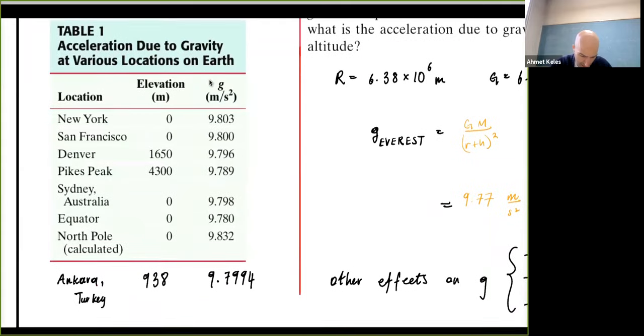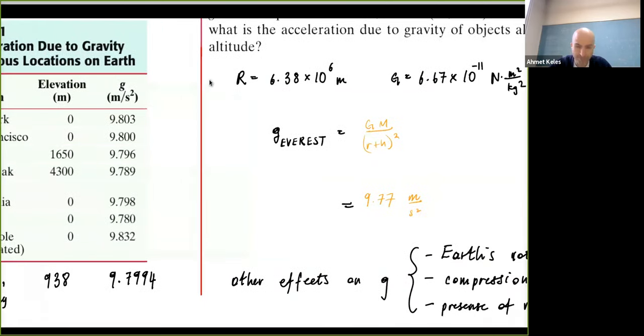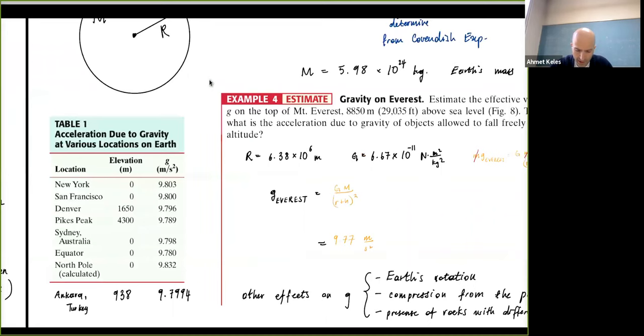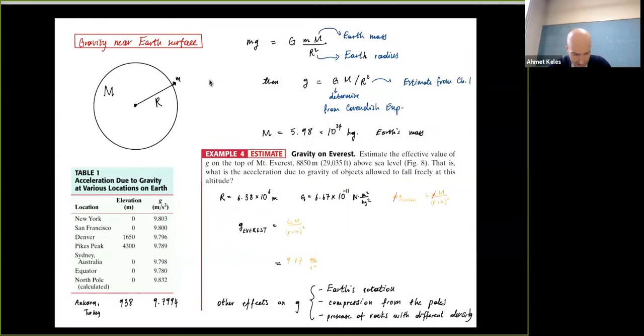I actually looked at Ankara, Turkey. It also has a rather high elevation, and its gravitational acceleration seems to be 9.79. Now, like one of you just mentioned, there are other things that come into play when you are looking at the Earth's gravitational field. In this approximation, we neglected Earth's rotation. It actually plays a role, and we have an example for that.